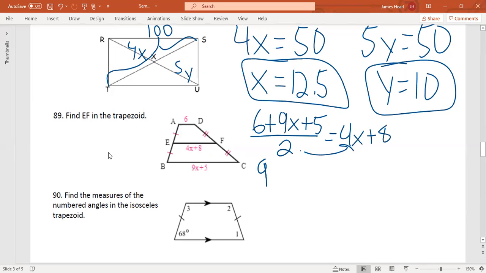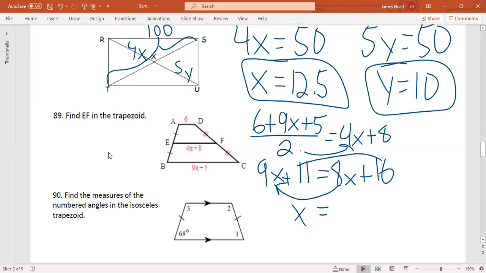So 9x was the only x term, but 6 and 5 will be a total of 11. Multiplying the 2 over creates 8x and plus 16. If we subtract the 8x off, that's a single x. If we subtract the 11 off, we get that x is 5. The question does ask, however, for what is the length of EF, so we're going to go back and plug it in. E to F would be 4 times 5, which is 20, plus 8, which is 28.